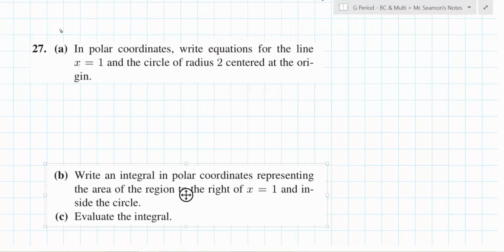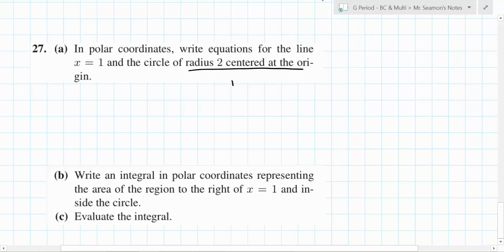For A, who can tell me the answer for A? And circle? What's the circle? Well, hold on. The circle, radius 2, centered at the origin, is just r equals 2. That's one of the glories of using polar coordinates: we get circles real easy.